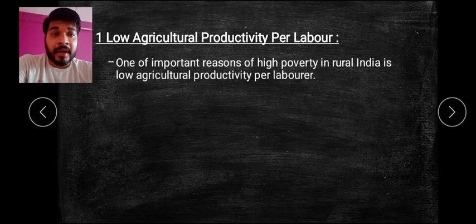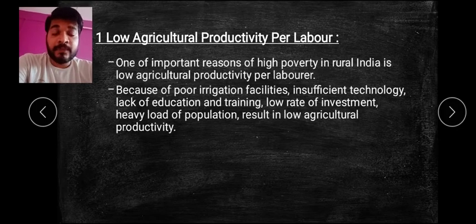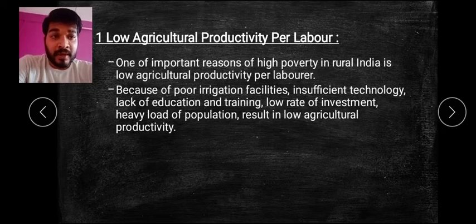And that is correct that it is one of the important causes of high poverty in rural India, where low agriculture production per labor has been there because of poor irrigation. Yes, facilities, many facilities which the agriculture sector needs, we did not have after British rule. If you talk about after independence, we do not have much technology. Britishers never let us move ahead in technology. So poor irrigation facilities, insufficient technology, lack of education. They did provide education, but for their own use, like engineering, civil engineering, everything. So lack of education and training regarding science and technology, which was not much developed at that time.